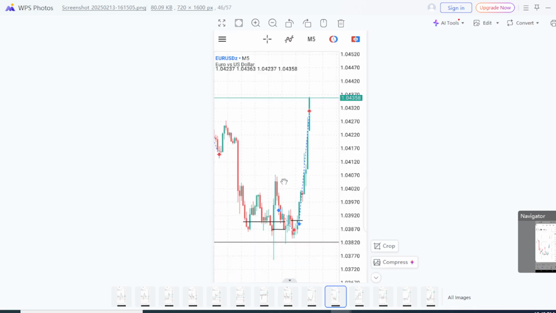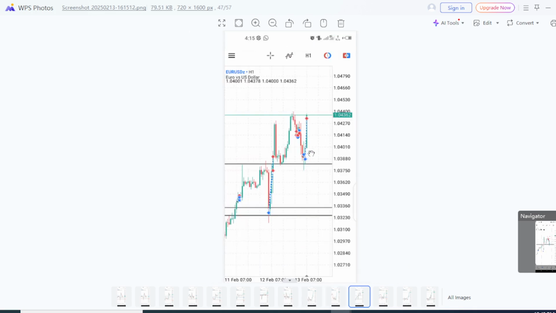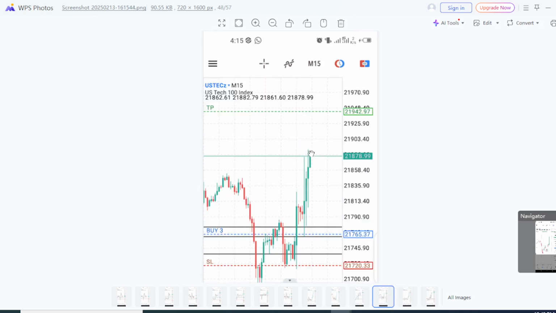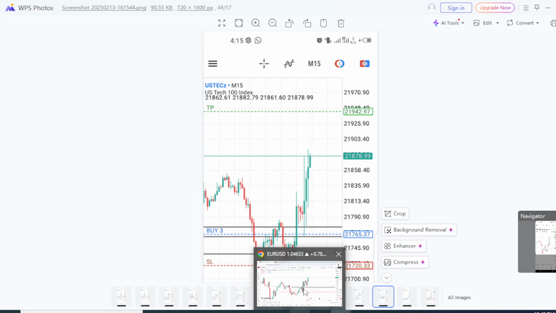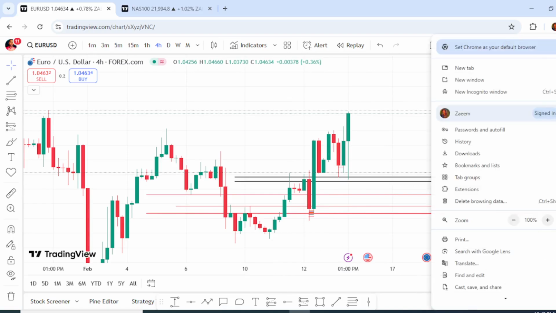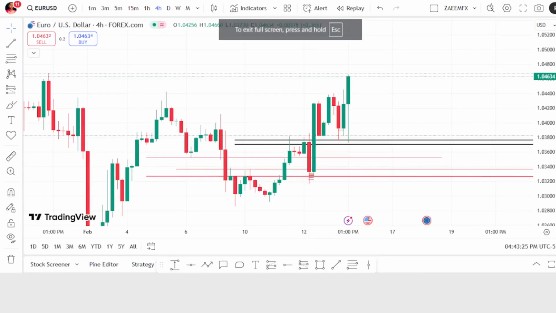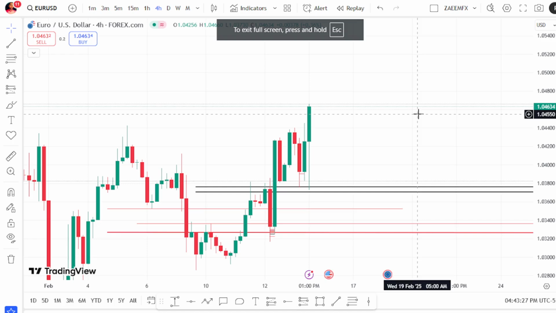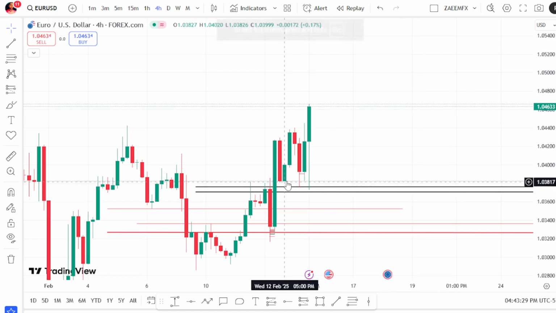Look at it here on the 5 minute time frame. Yeah, 1 hour. Then NASDAQ, look at it. So I will explain the NASDAQ later in the day. So this is the level. Let's come back to our chart. This is the EURUSD 4 hour chart. Those are the levels in my chart on my MT5 that I was watching.